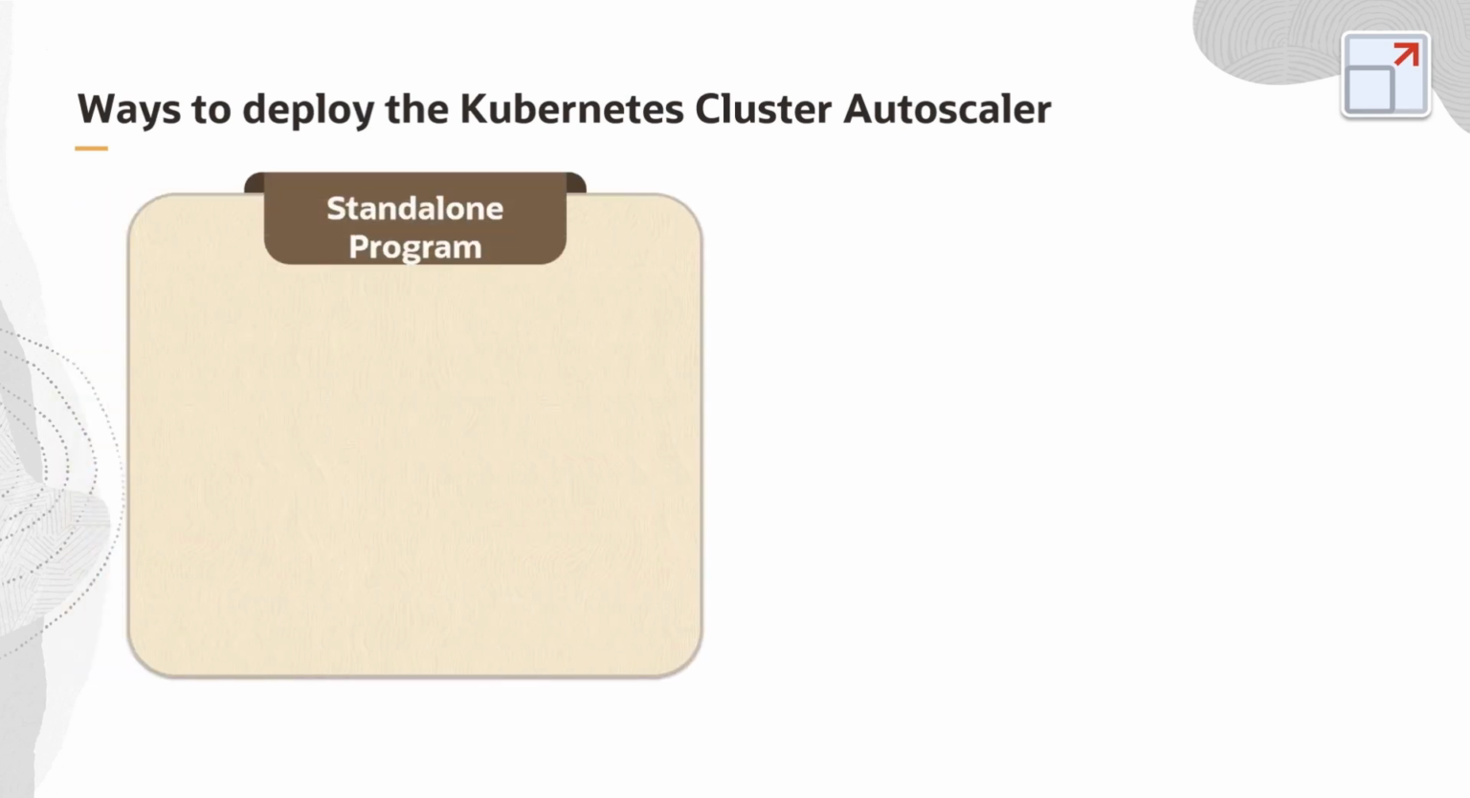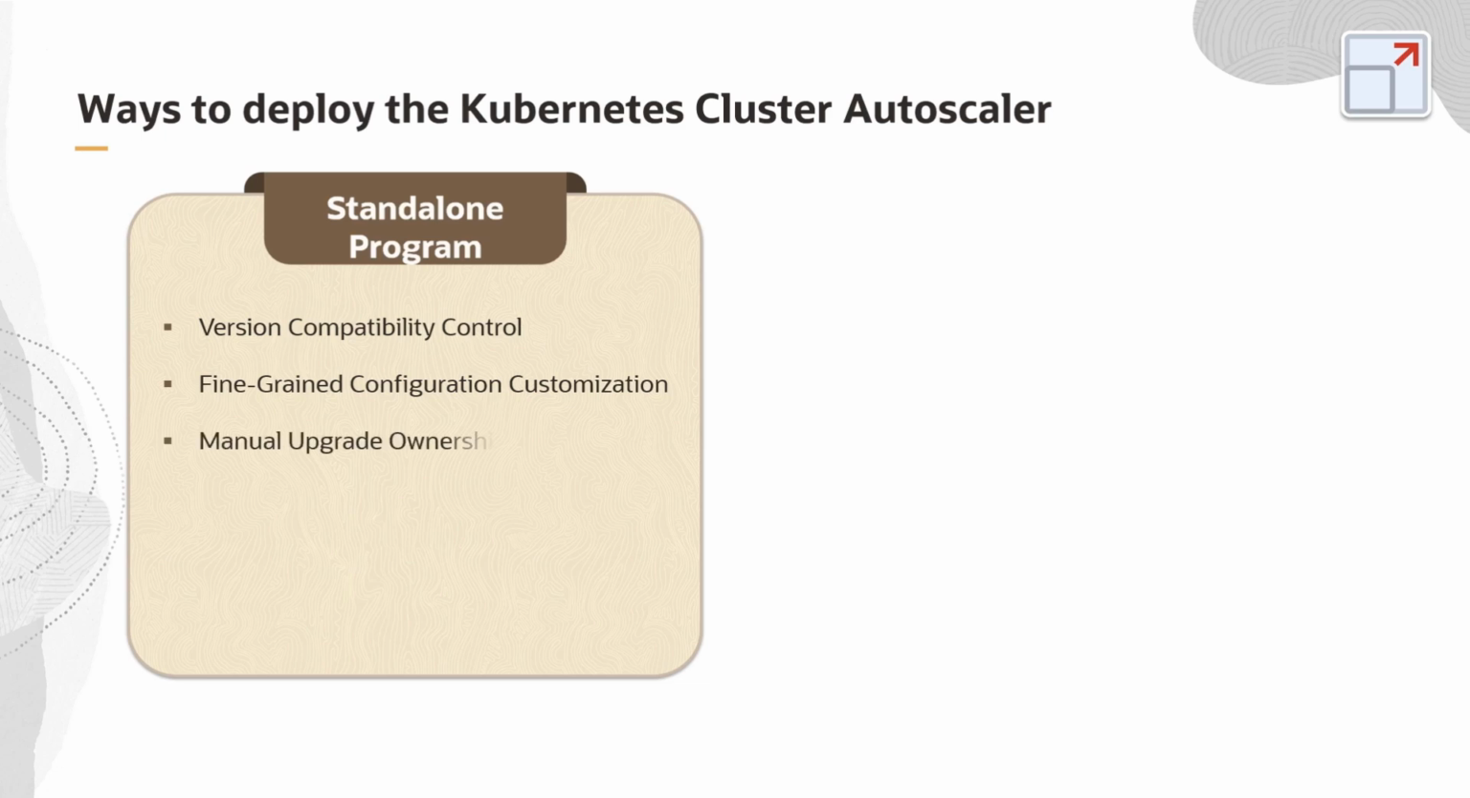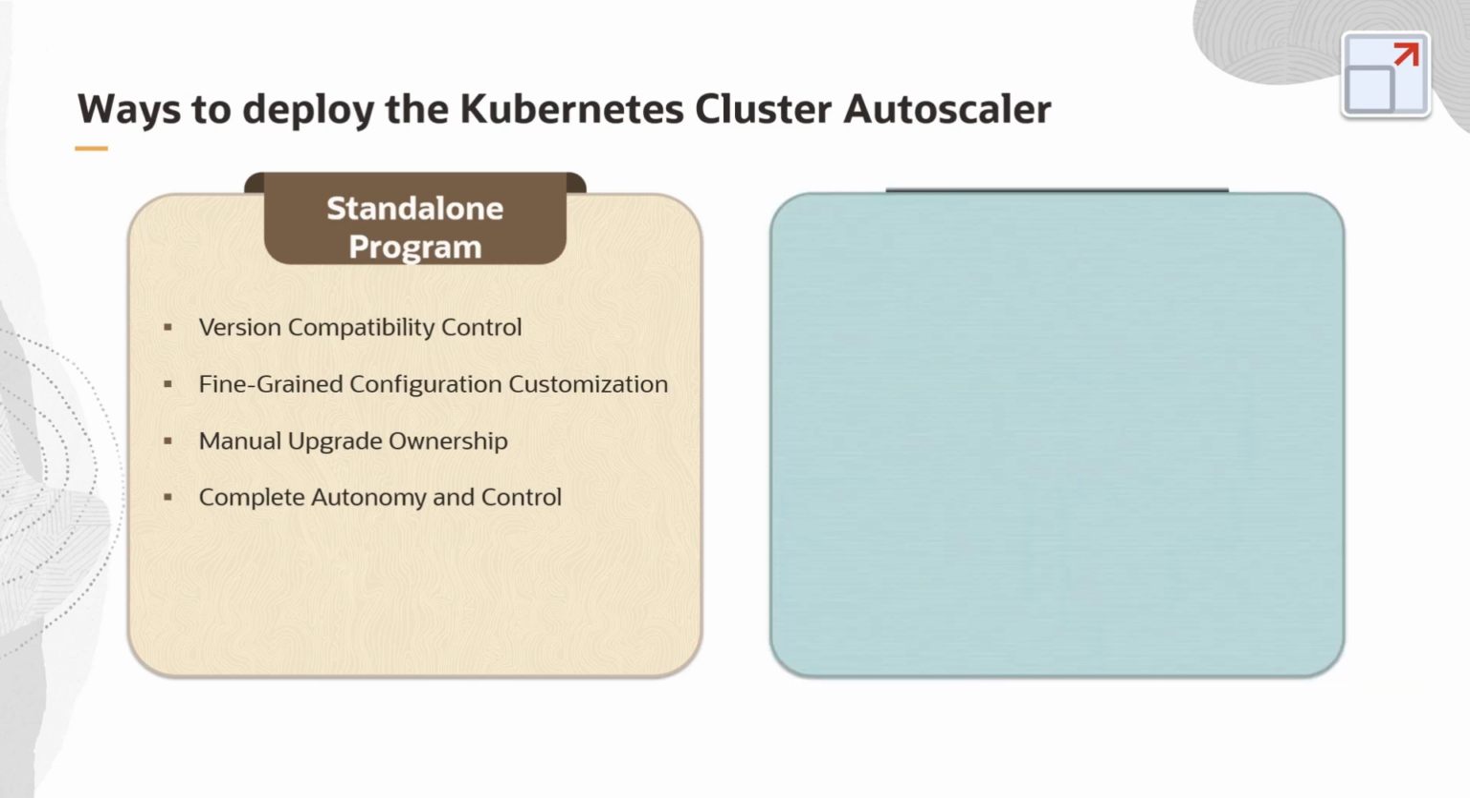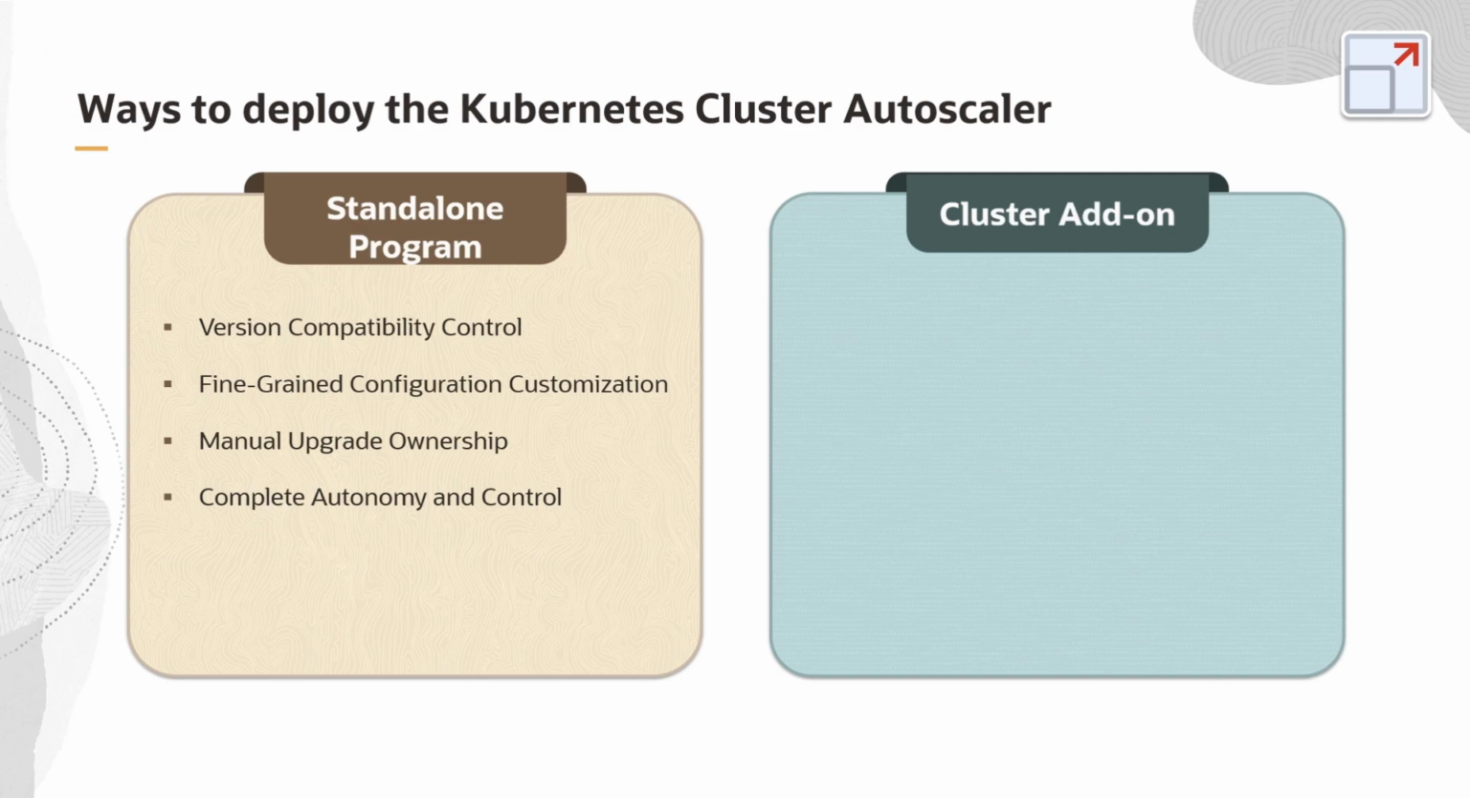I'll first talk about the standalone program. You must opt for the Kubernetes cluster autoscaler as a standalone program for full version compatibility. This allows seamless integration with your Kubernetes cluster. It allows you to customize configurations to meet specific needs, maintain manual control over upgrades, and enjoy complete autonomy for a tailored Kubernetes environment. On the other hand, you can opt for the cluster add-on option.